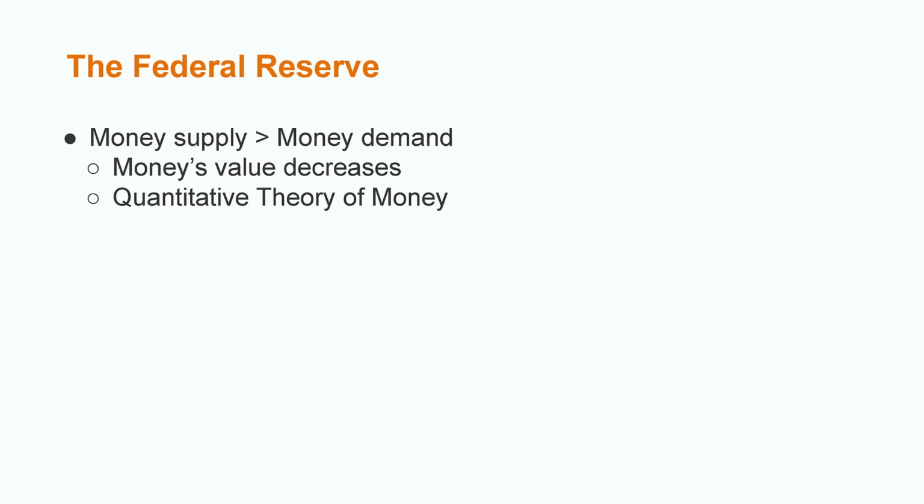In macroeconomics, we analyze the operation of many markets. Money has its own markets, which means there is a money supply established by the Fed. But also, there is a demand for that money. If the money supply exceeds the demand, then its value will decrease. This has to do with the quantitative theory of money.